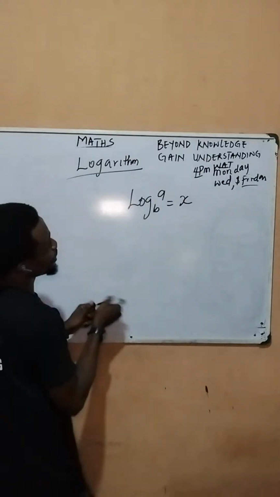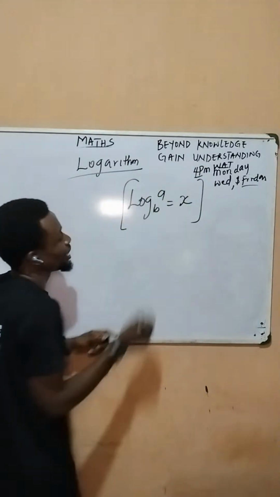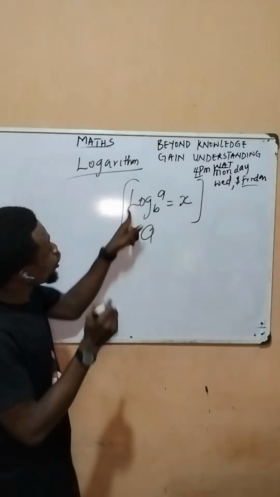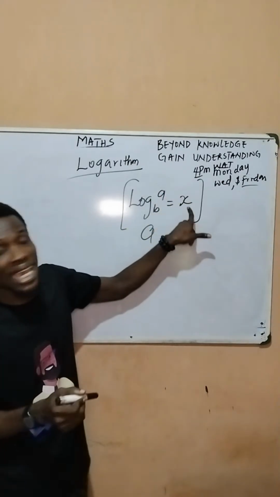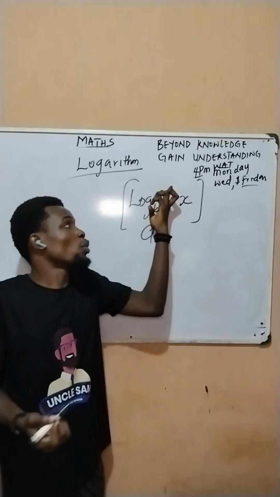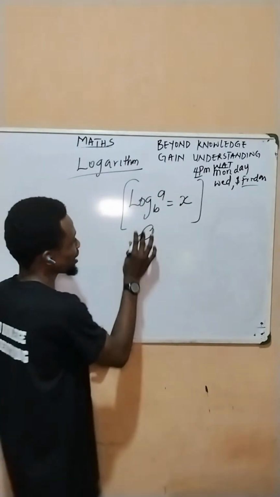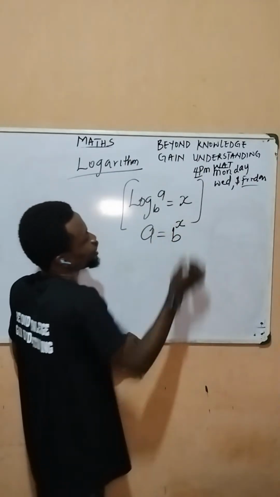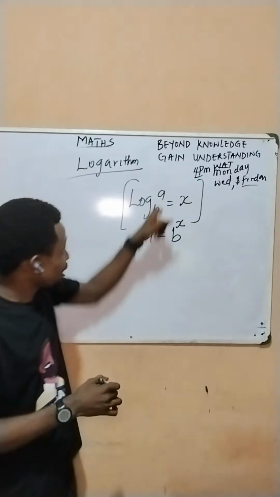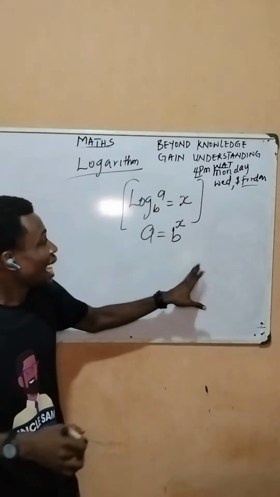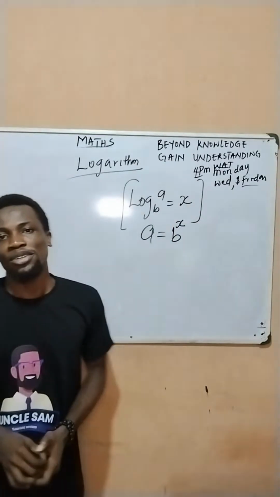So this general form of logarithm is pronounced as log a base b equals x, where x is the power that the base has to be raised to give you this value here. So it simply means that a is equal to what? The base, which is b, raised to the power of x. So the value you have here is what you get when you take the base and raise it to the power on the right hand side.